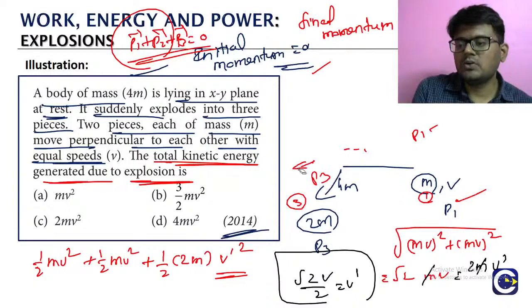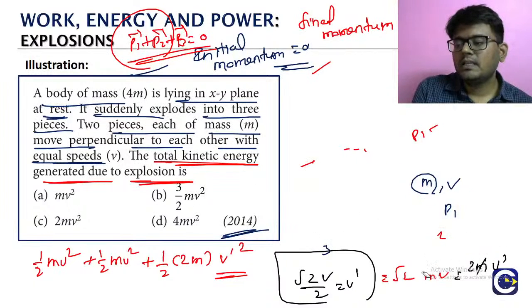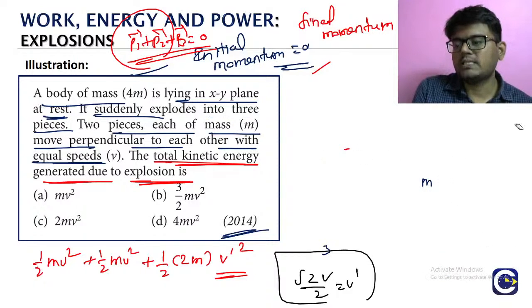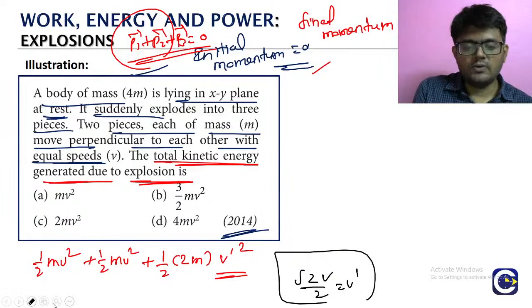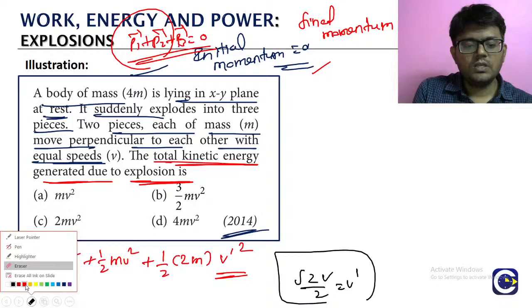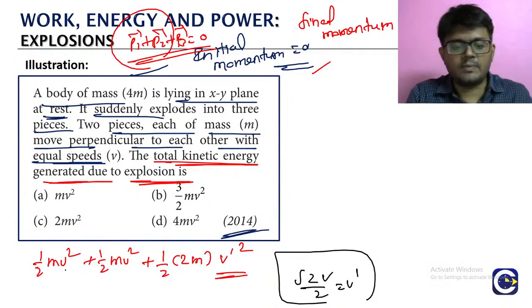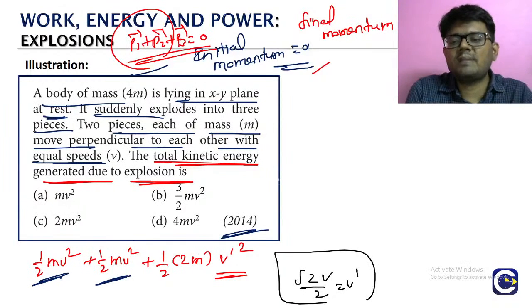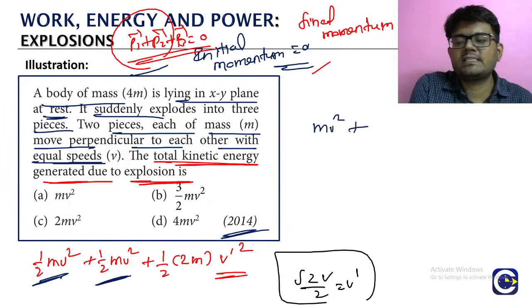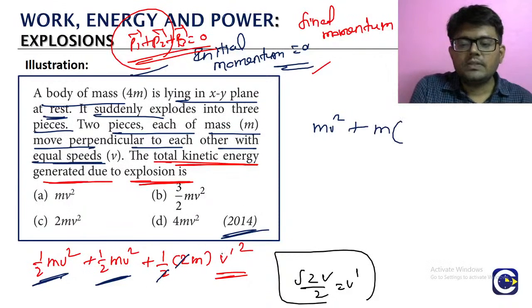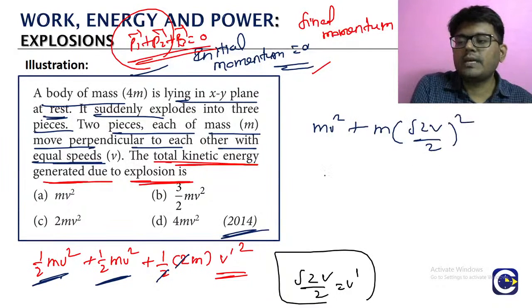That's it, right? So what are they asking? The kinetic energy generated due to the explosion. Explosion ala what is the kinetic energy generated? அப்படியே அந்த expressionல we have to substitute the value of v dash. v dash எடுத்து அப்படியே substitute பண்ணுங்க. பாருங்க, this is half m v square plus half m v square, that is m v square, plus, 2 cancel ஆயிடும், m into v dash square. v dash means what? Root 2 v by 2, the square.